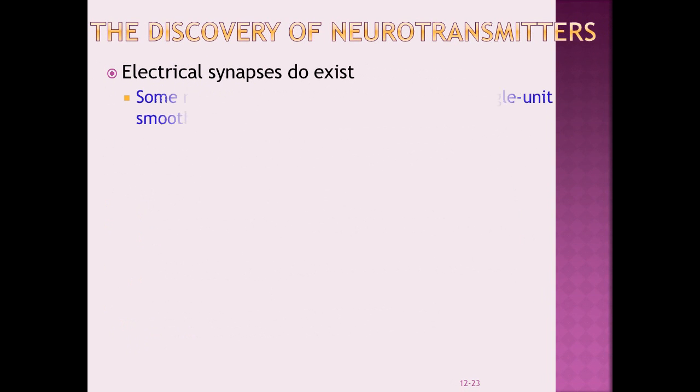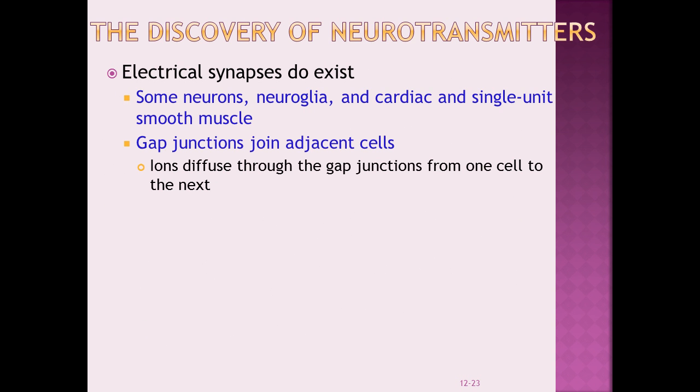Now, electrical synapses do exist. We have some neurons, neuroglia, and cardiac and single-unit smooth muscle. We do have these electrical synapses. They have gap junctions that join adjacent cells. The ions diffuse through the gap junctions from one cell to the next.